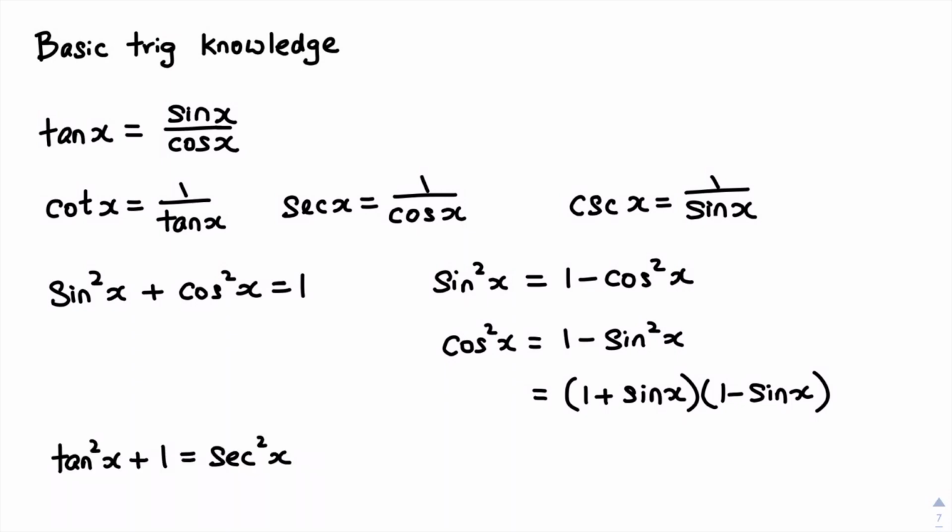Other variations include tangent square x plus 1 equals secant square x, and that is taking sine square plus cos square equals 1 and dividing every term by cos square x. That will give you tangent square plus 1 equals secant square. And if you take sine square x plus cos square x equals 1 and divide by sine square x, you get the next identity, which is 1 plus cotangent square x equals cosecant square x. And so these are some basic formulas for trigonometry that will be useful.